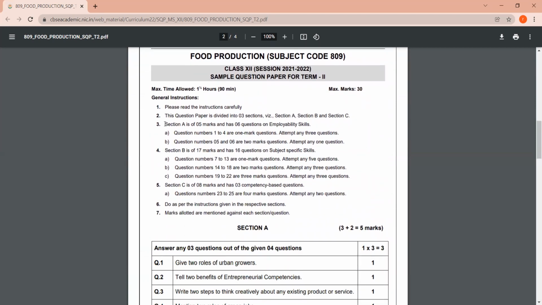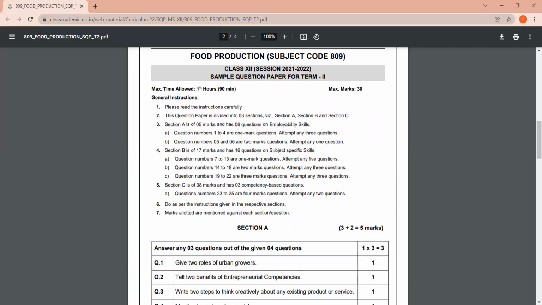So the paper has 3 sections. Section A, which is for employability skills, and this section is for 5 marks. You will get 6 questions, and out of those 6 questions, you have to answer some of the questions. As in first part, you have 1 marker question. So out of 4 questions, you'll have to answer 3. And in the second part of the same section, you will have 2 questions of 2 marks each. And from these 2 questions, you need to answer 1. So when I scroll down, I will be showing you that clearly.